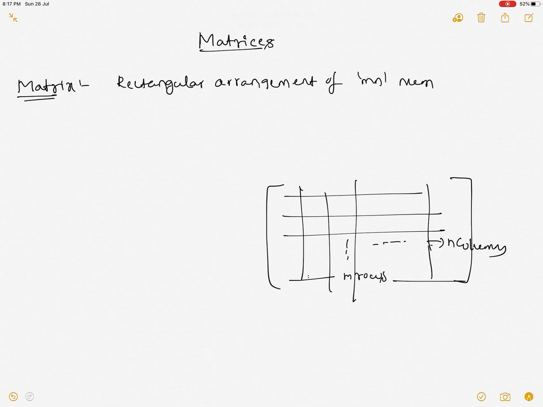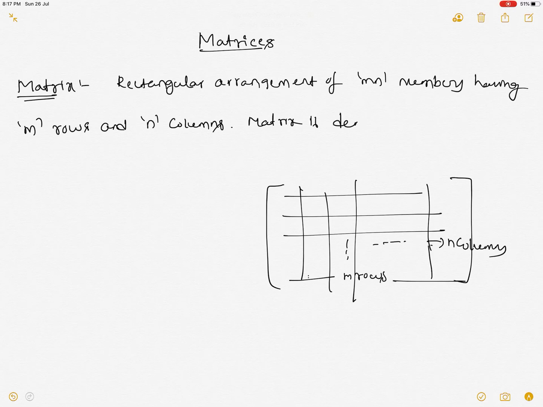mn numbers having m rows and n columns. A matrix is denoted by a symbol like this. So how can you denote it here? A equal to m rows and n columns.